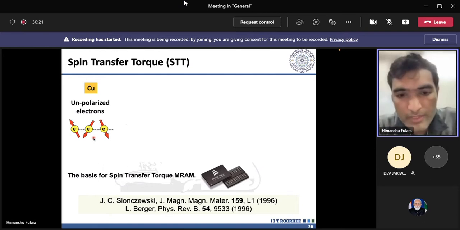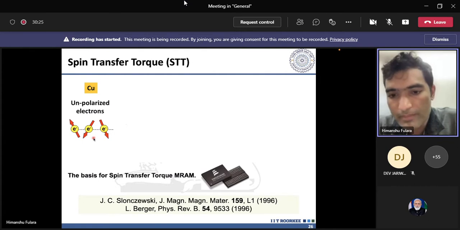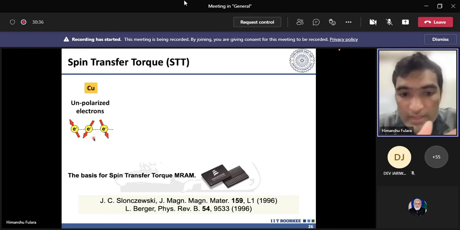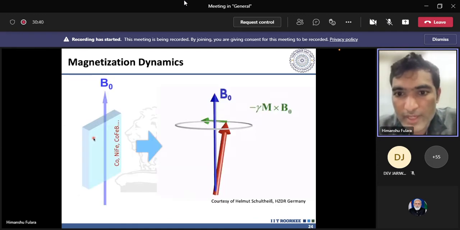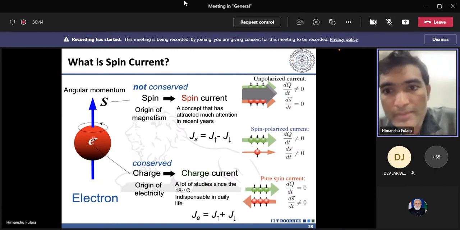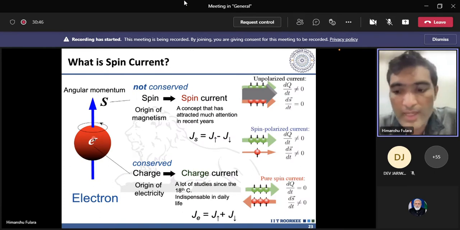So I already explained to you what is MRAM. MRAM is basically a magnetic random access memory, which is made up of these magnetic tunnel junctions. And when I say spin transfer torque MRAM, that means this MRAM is basically driven by the spin transfer torque concept. And what are the advantages of the spin transfer torque concept? Because in spin transfer torque, we are trying to use this spin polarized current to drive the device. And how are we doing it?